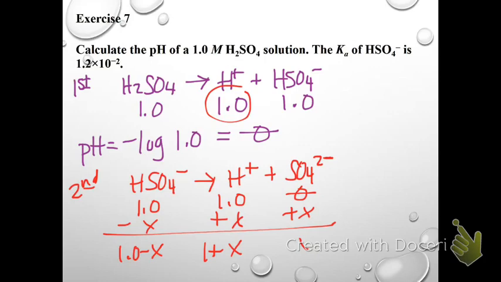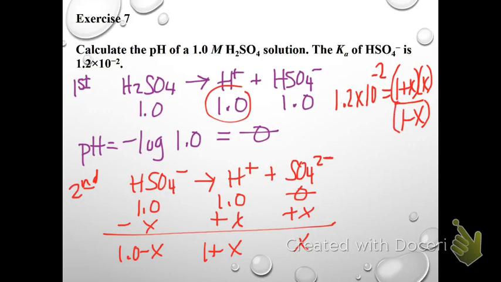Okay? So now when we put this in, we're going to have 1.2 times 10 to the negative 2, because that's the Ka value for HSO4 minus, is equal to 1 plus x times x over 1 minus x. Okay? And I'm going to say neglect x here because that makes life way easier.